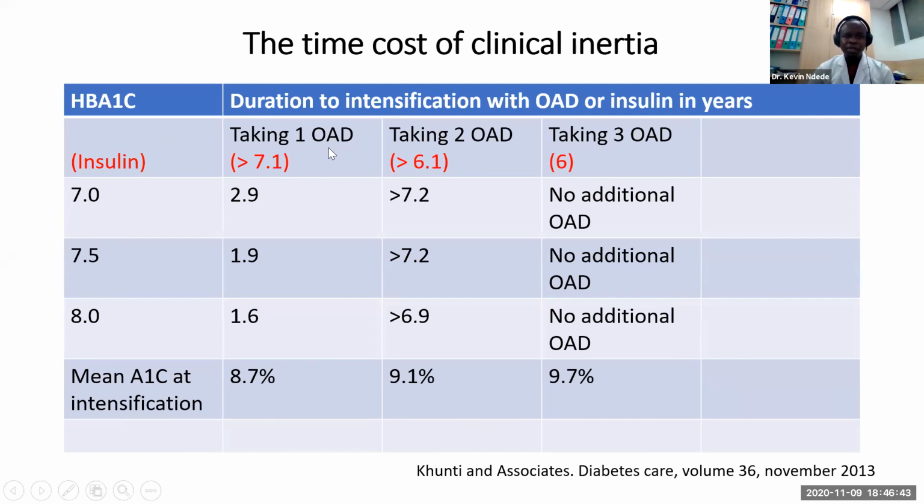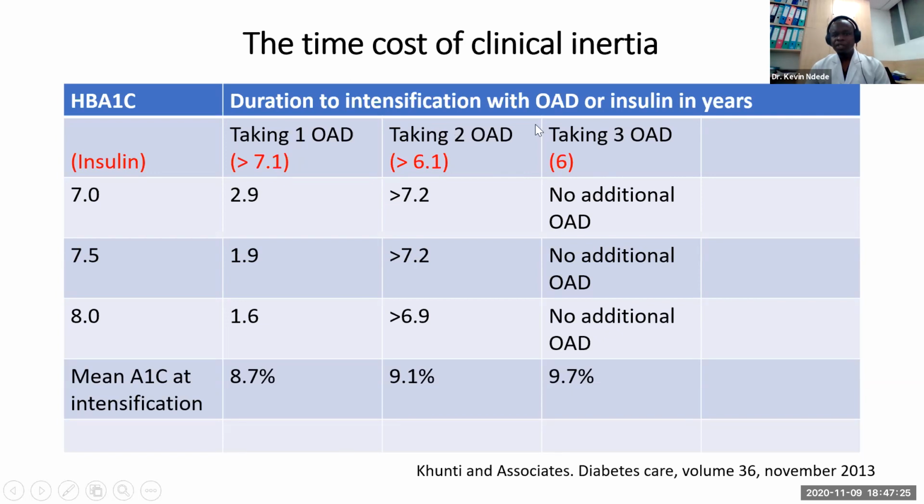So for those who were on a single oral anti-diabetic agent, it took roughly 3 years for them to be given an additional anti-diabetic medication. For those who had an HbA1c of 7.5, it took about 2 years. And for those whose HbA1c was 8% or more, it took about 1.6 years. So generally there is a trend that we tend to intensify the higher the HbA1c, but the duration that we wait is a minimum of about 1.5 years, even when it is necessary to do so much earlier.